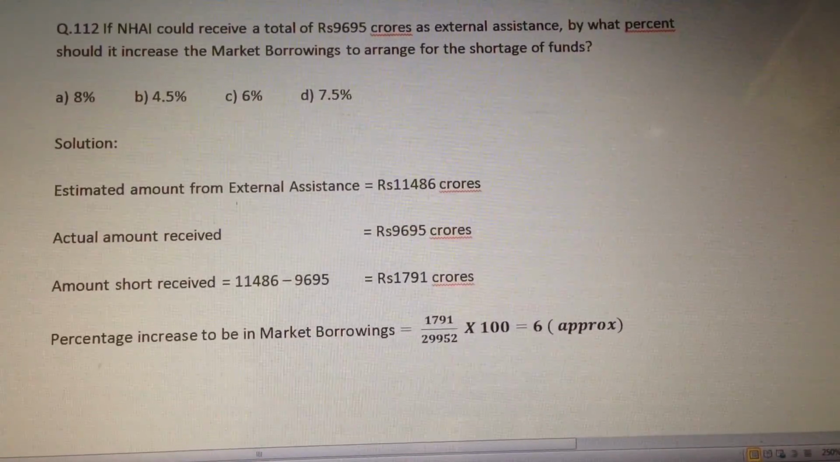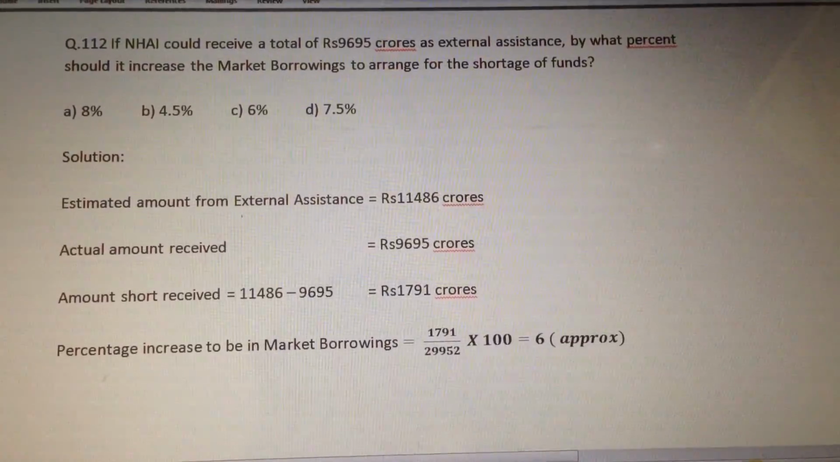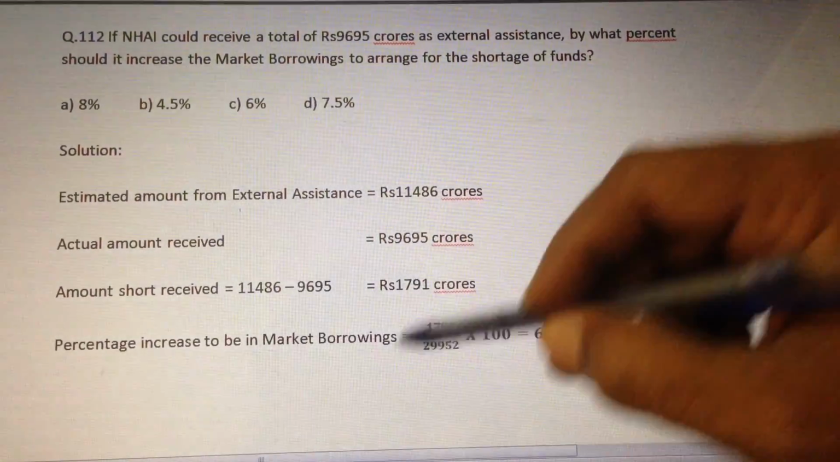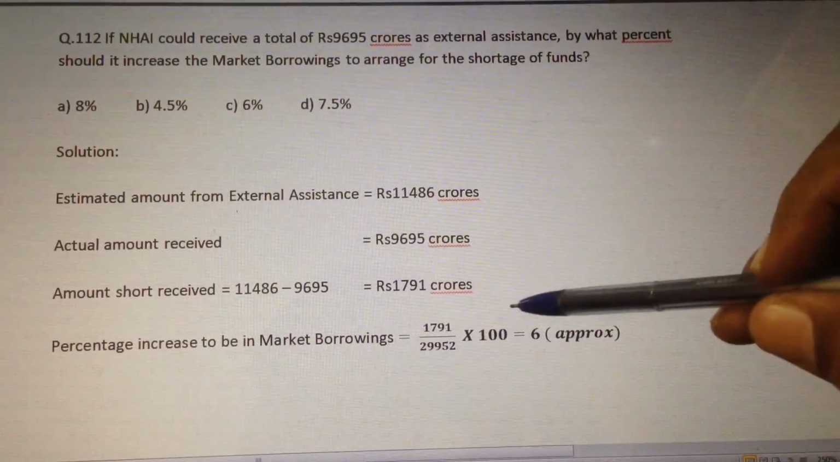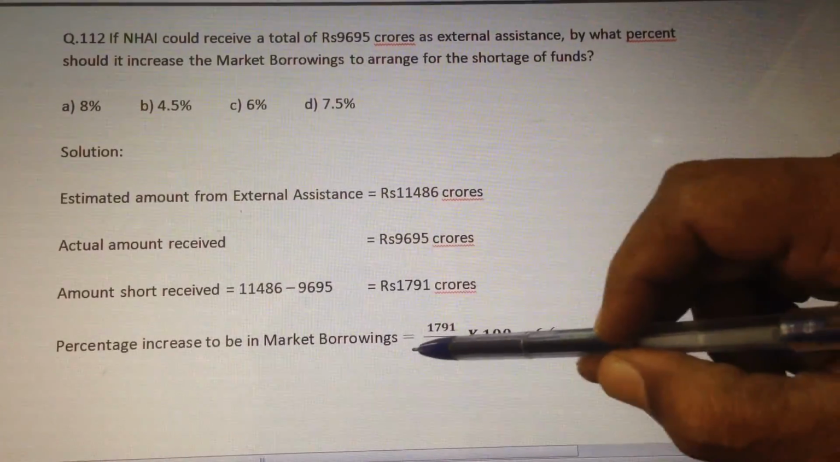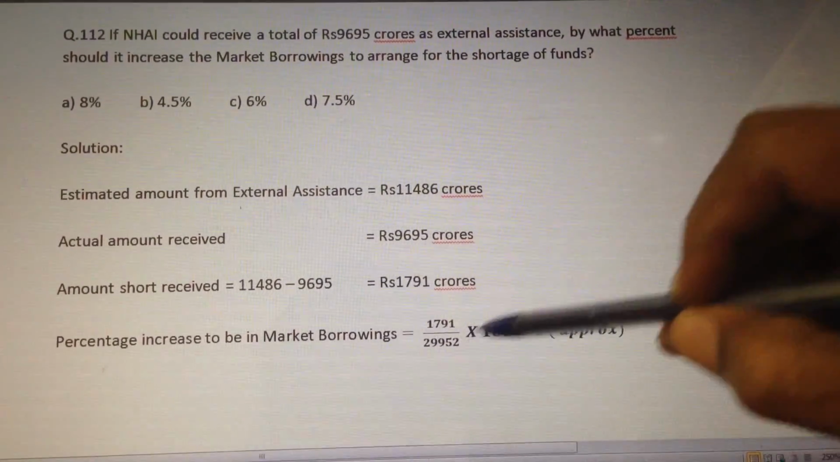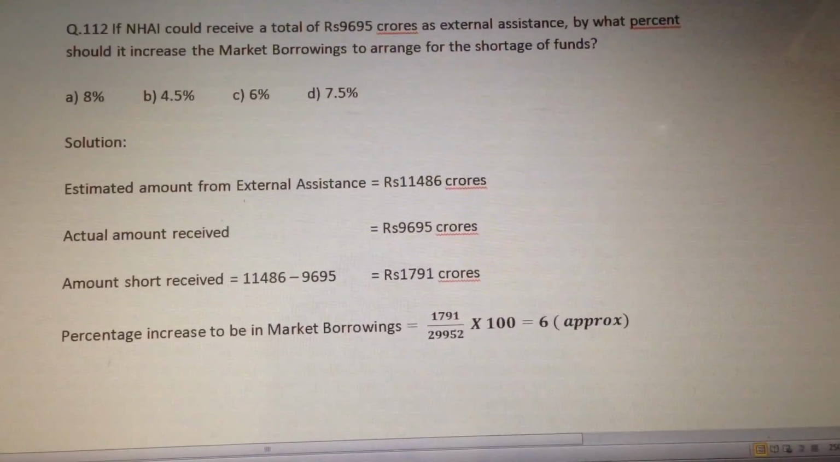This is what is the question? This is what percentage of market borrowings. Therefore, percentage increase to be in market borrowings is equal to 1,791 by 29,952, which is nothing but market borrowings. 1,791 by 29,952 into 100, which is equal to approximately 6%.